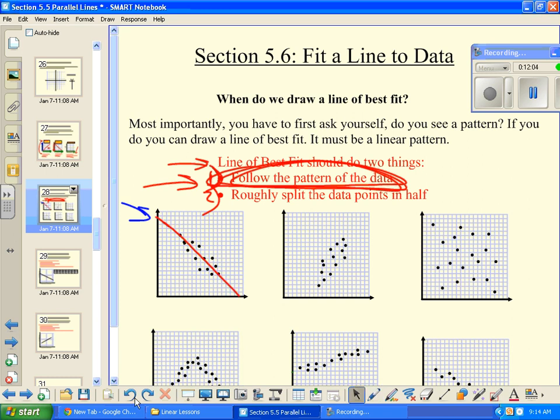And yes, you want to split the points in half. That is a good thing. But number 1 is you have to follow the pattern first. Otherwise it's not going to be a good line of best fit.